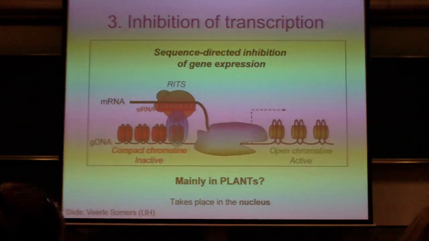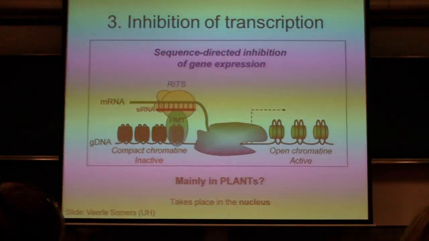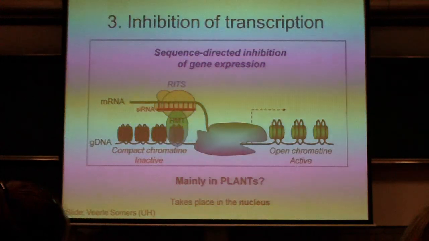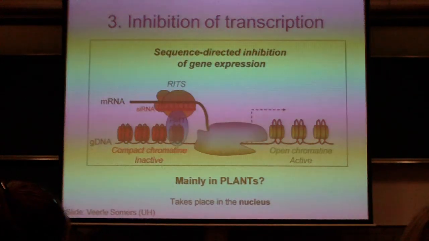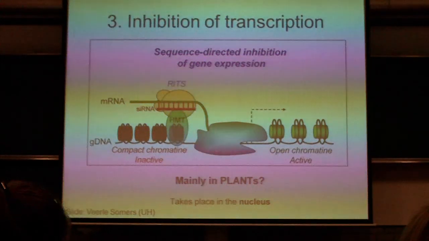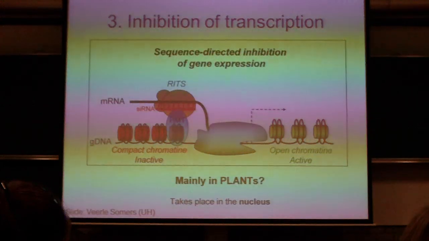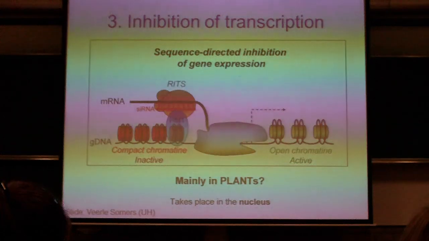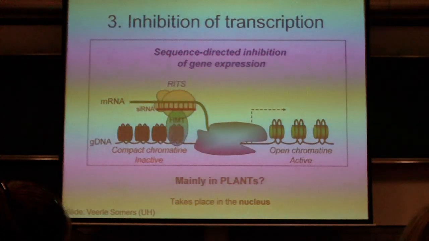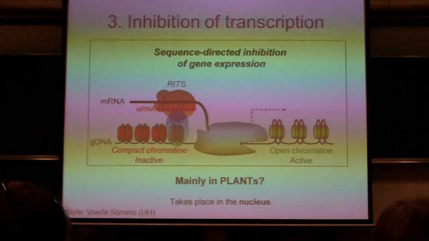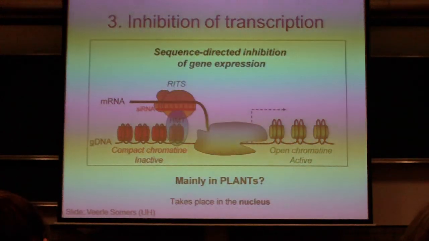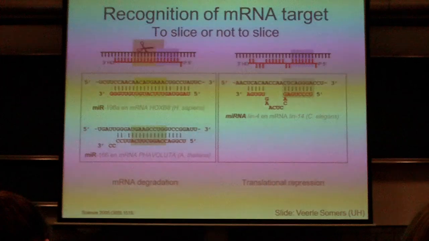Then there is the epigenetic role of small interfering RNAs. That's sequence-directed inhibition of gene expression, and that works mainly on the chromosome. So it mainly works on the genomic DNA level to somehow manipulate the chromatin from an active state to an inactive state, and then inhibit transcription of genes.